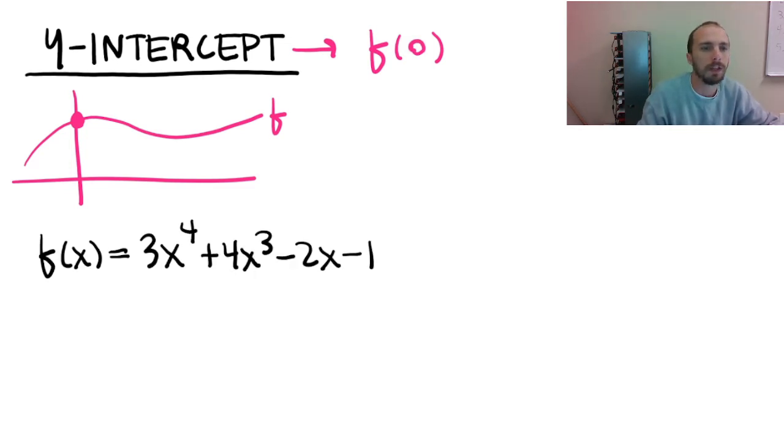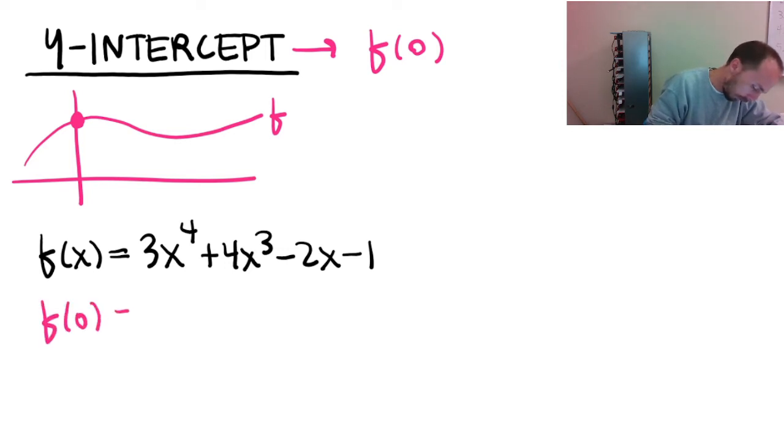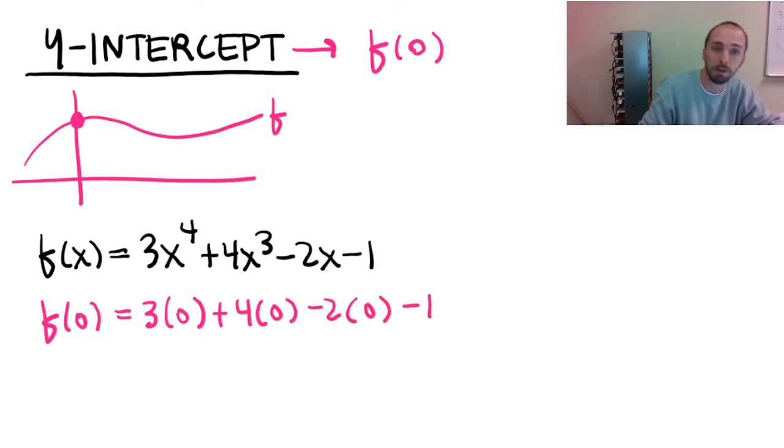So for example, if we had f of x equals 3x to the 4th plus 4x to the 3 minus 2x minus 1, and we needed to plug in x equals 0, well, f of 0 equals 3 times 0 to the 4th plus 4 times 0 to the 3rd minus 2 times 0 minus 1, which is going to be equal to -1.